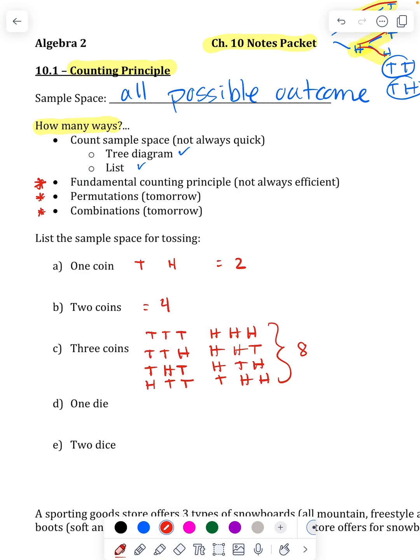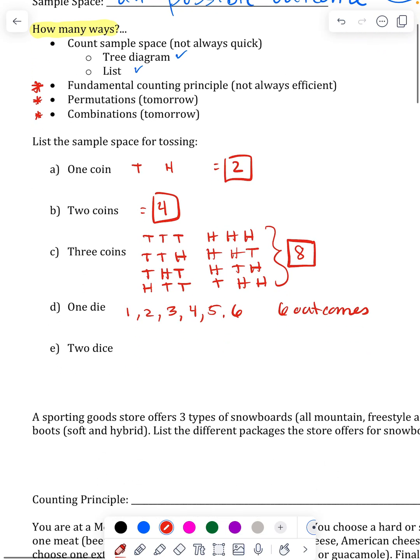1 die means I could get a 1, a 2, a 3, a 4, a 5, or a 6. That is my sample space. I have 6 possible outcomes. Here I had 8, 4, and 2. 2 dice, if I had to write them out, that would take me absolutely forever. So what I'm going to do is think, okay, I have 6 outcomes in my first die, and then the second time I have 6 more outcomes. And so I would end up with 36 possible outcomes.